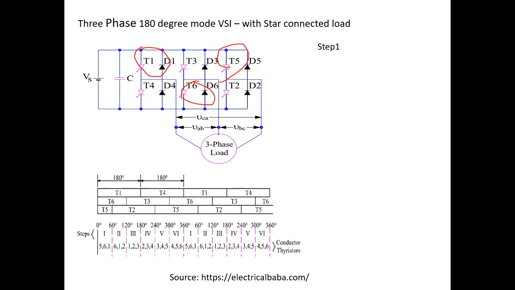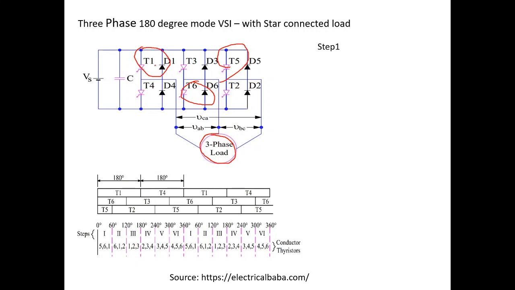Let me assume that the load is balanced, a balanced load connected across the output terminals. You can see the line to line voltages: VAB is between A and B, VBC is the line to line voltage between B and C, and VCA is the line to line voltage between C and A. We have a balanced three-phase load across the load terminals.